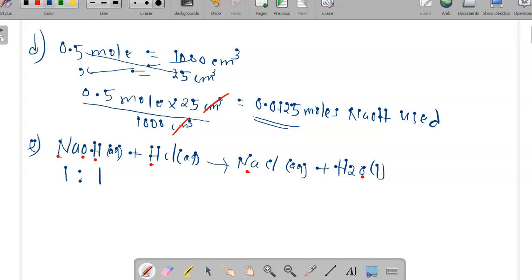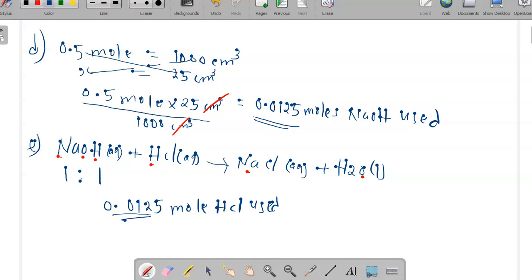Since the mole ratio is 1 to 1, the number of moles also remains the same. The number of moles of hydrochloric acid will be the same as this one. 0.0125 moles of HCl is used. So the number of moles of HCl and the number of moles of sodium hydroxide remain the same, because the mole ratio is 1 to 1.